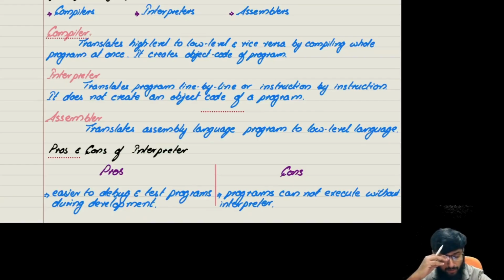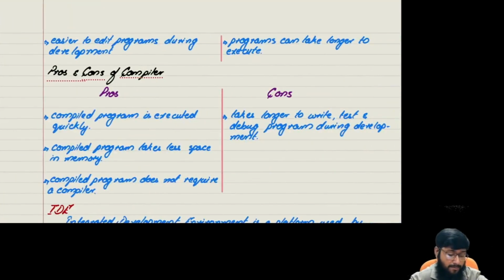So first of all, coming towards the interpreter. Because it is converting line by line, they say it is easier to debug and test a program during development. Programs cannot be executed without the interpreter, as I just told you. Easier to edit programs during development. Okay, edit and debug are different. Debug means that you are taking out the error. Edit means you need to amend something in that. Programs can take longer to execute, because it is converting line by line.